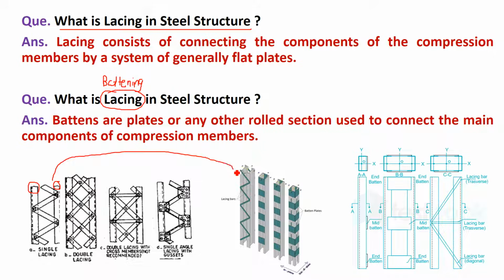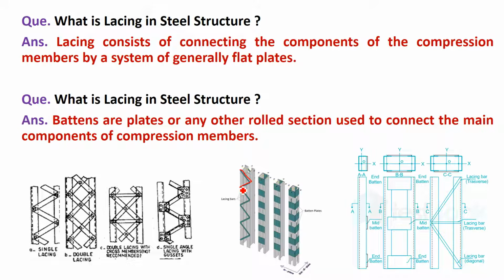In isometric view, it is shown like this. This is one I section and this is second I section. And if you want to use these 2 I sections combinedly as one compression member or one column, then you have to join these 2 I sections together. Then to join these 2 I sections, if you join with the help of steel plates which are connected like this, this is called as lacing.